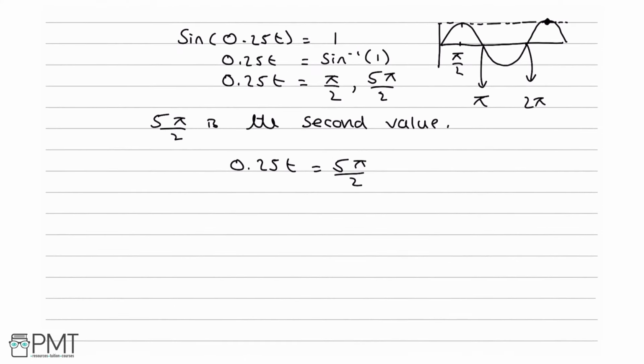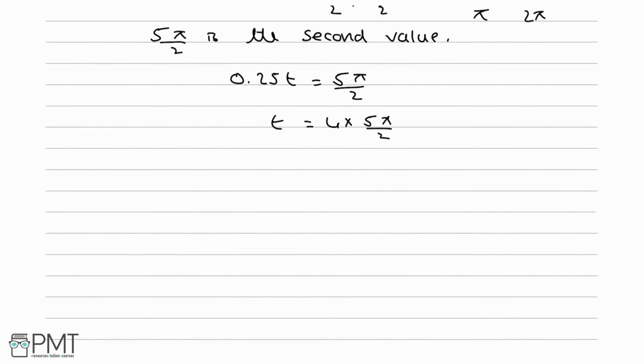To get t on its own, we times both sides by 4, so t equals 4 times 5 pi over 2, and t equals, well, 4 times 5 is 20, 20 over 2 is 10, so 10 pi, which equals 31.4 to 3 significant figures.